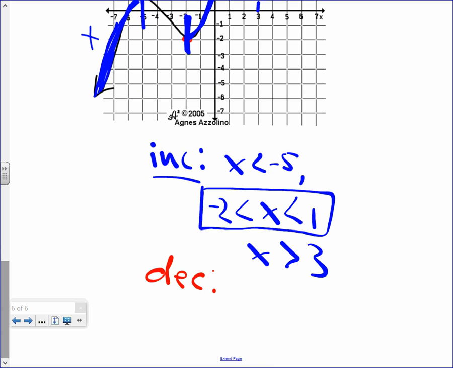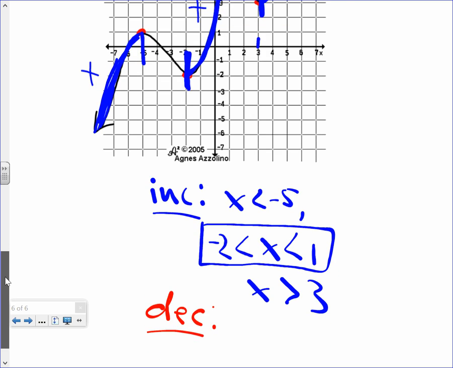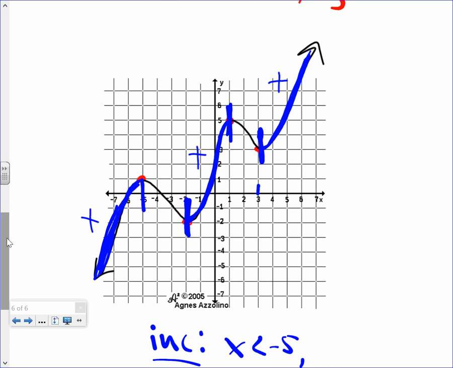Decrease. So the function decreases from here to there. So look, there's a starting point and ending point. So I already know that x will be in between two numbers here, from here to here. And then another starting point and ending point right here. Look at from here to here.